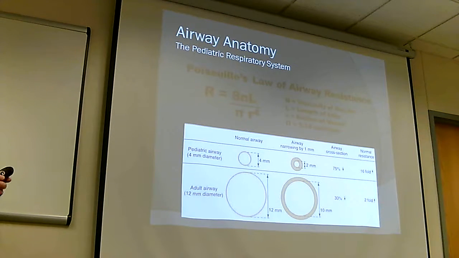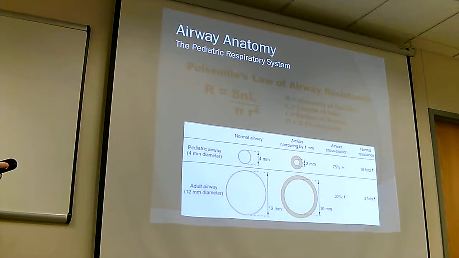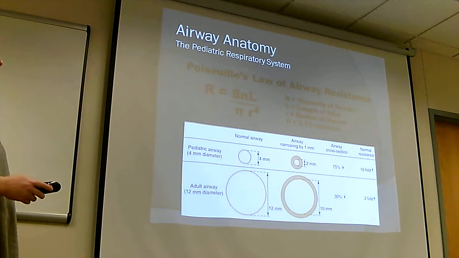So, some more physics for you. This is Poiseuille's law of airway resistance. Basically, it says that the bigger the airway, the less resistance, the better, more laminar flow. The smaller the airway, the more resistance to airflow and the more turbulent flow. So you want nice, laminar, low resistance airways to get air down to the alveoli.